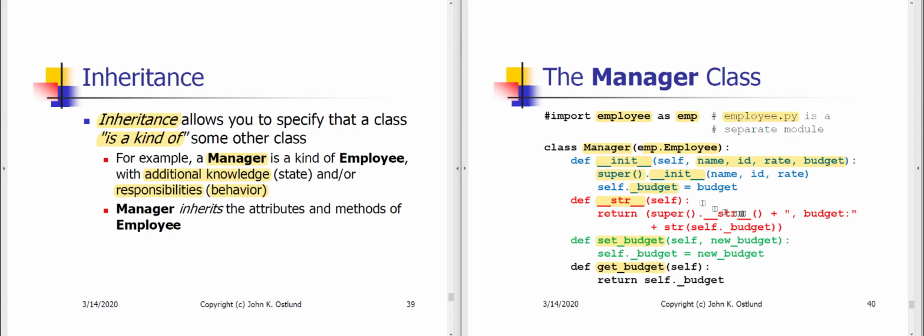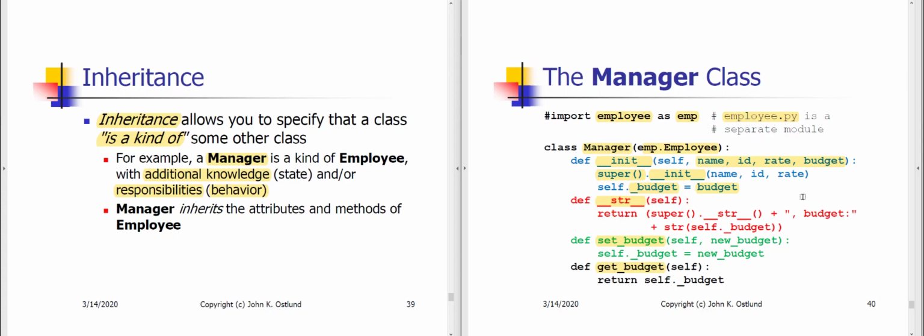And at the manager level, all we then need to do is keep track of the underscore budget additional data attribute and assign the argument value passed in to that underscore budget variable.